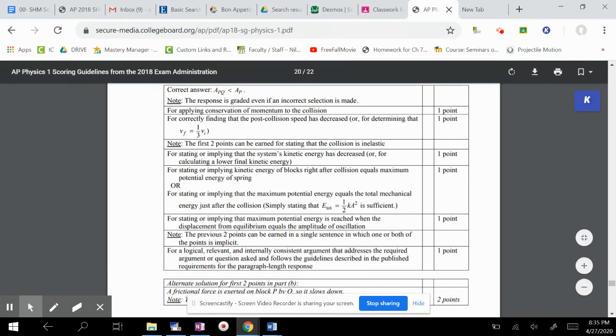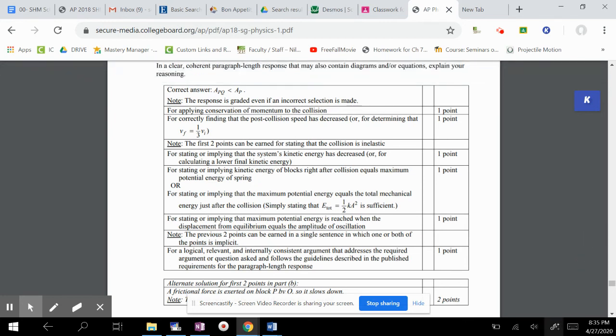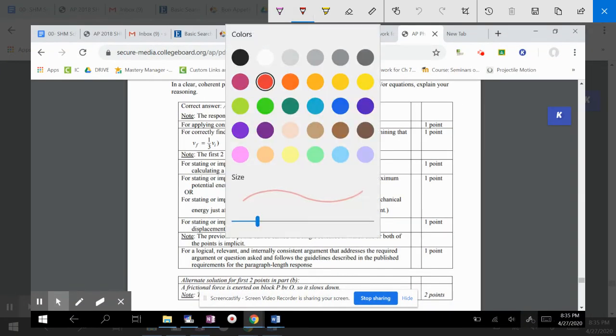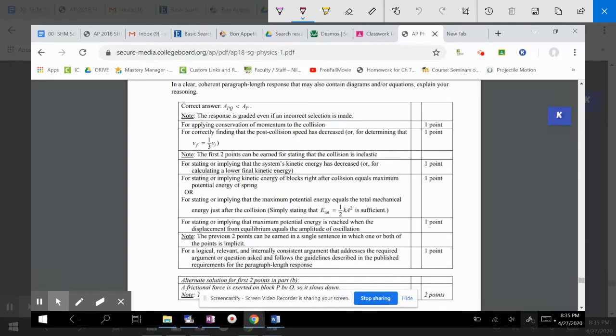Let me read the next one while I'm here. Stating or implying kinetic energy of blocks right after collision equals maximum potential energy of the spring. Okay, so I definitely did that. I think that these two are basically done in my LOL diagram.